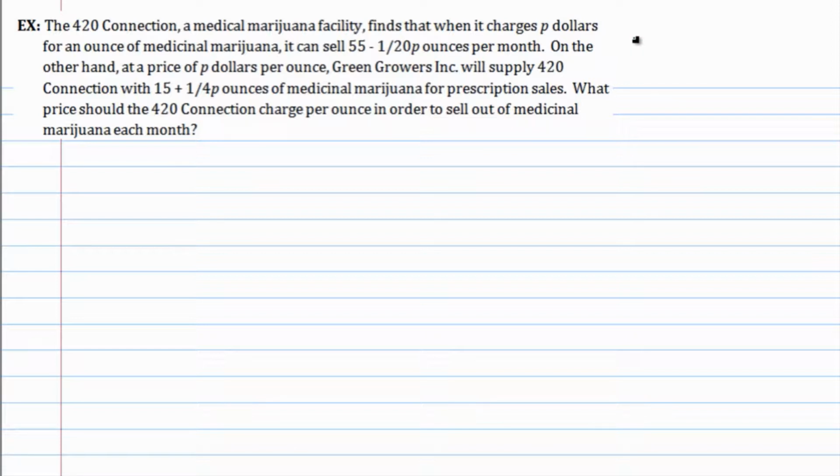The 420 connection, a medical marijuana facility, finds that when it charges P dollars for an ounce of medicinal marijuana, it can sell 55 minus 1/20 p ounces per month. By the way, because I typed that up, that is supposed to be 55 minus 1/20th times p ounces per month. So that's what it can sell. In fact, instead of sell, I'll call that the demand. That's what people demand from the 420 connection when they charge P dollars per ounce.